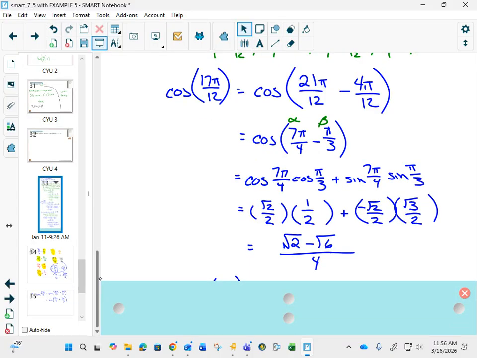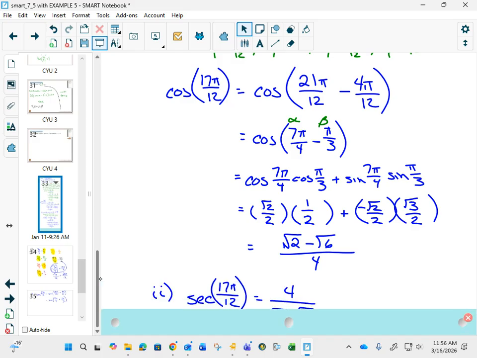And sometimes as a part B to these questions, they ask you, what is secant of 17 pi over 12? Well, if you figured out cos of 17 pi over 12, well, secant of 17 pi over 12, all you have to do is flip the answer.